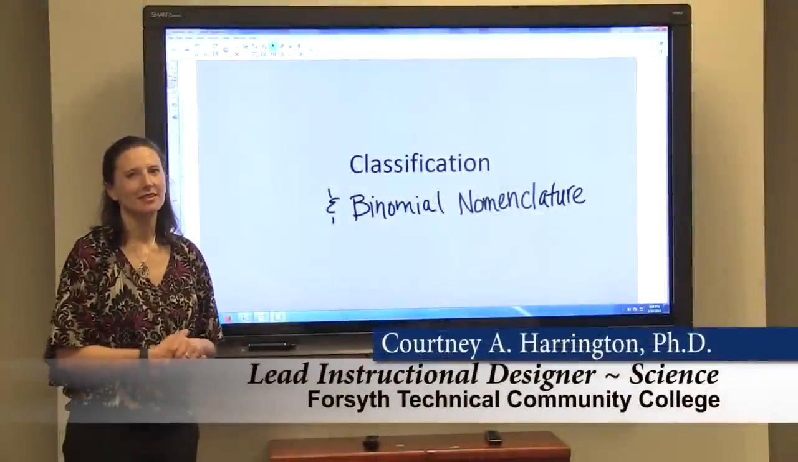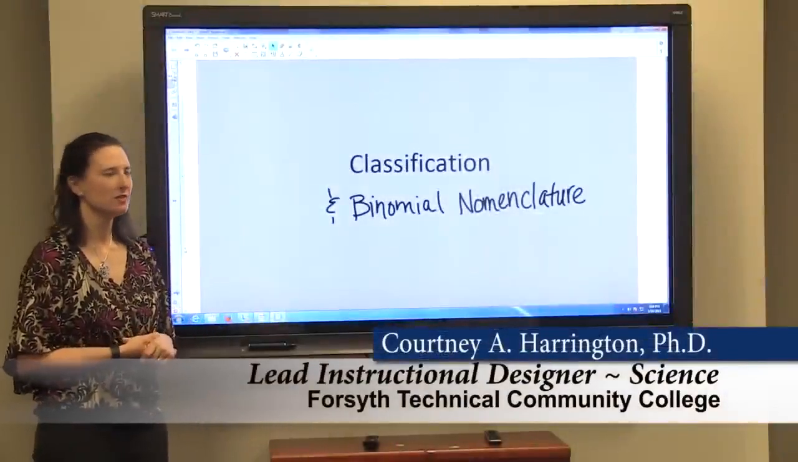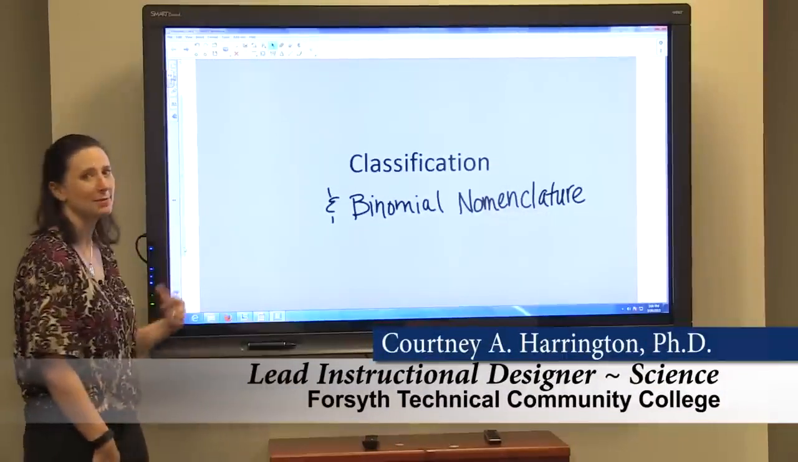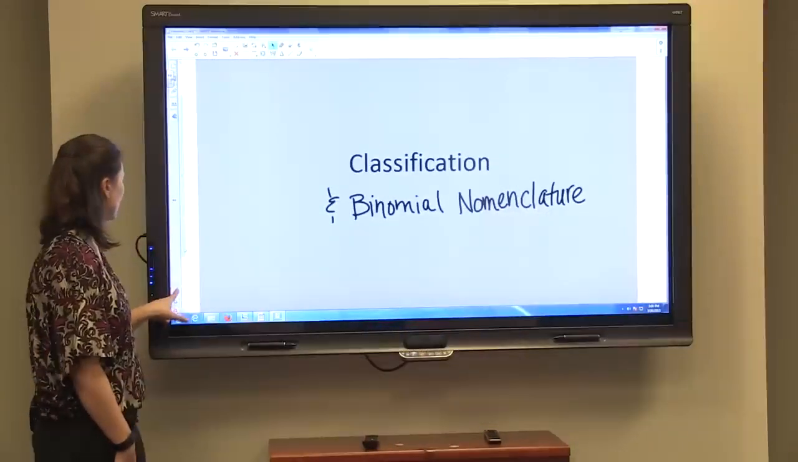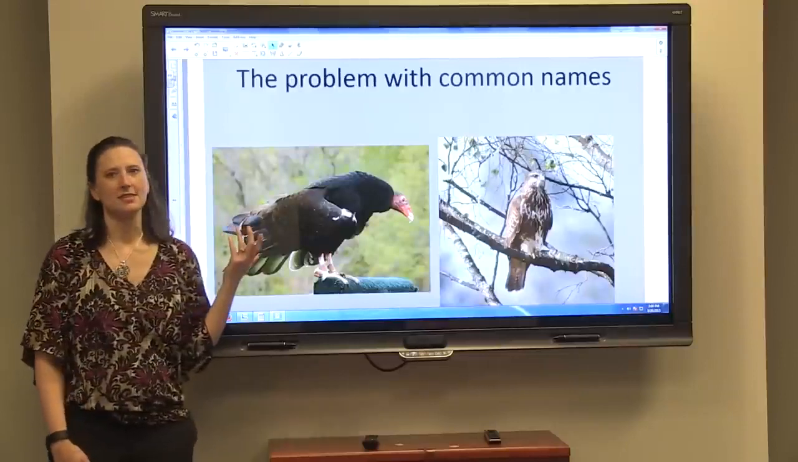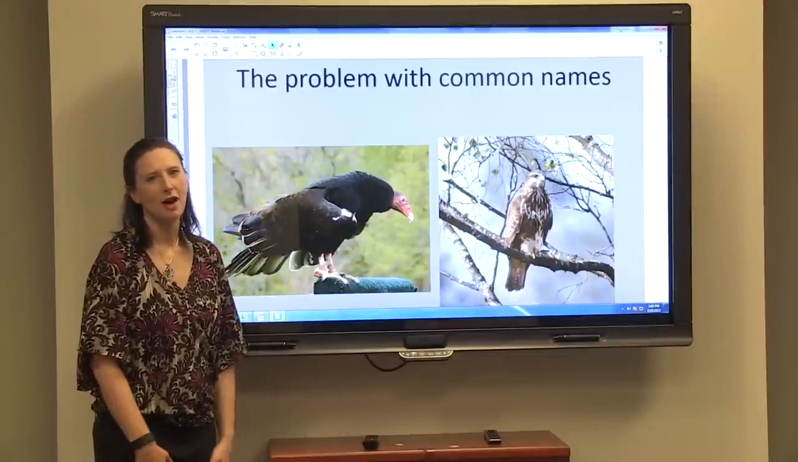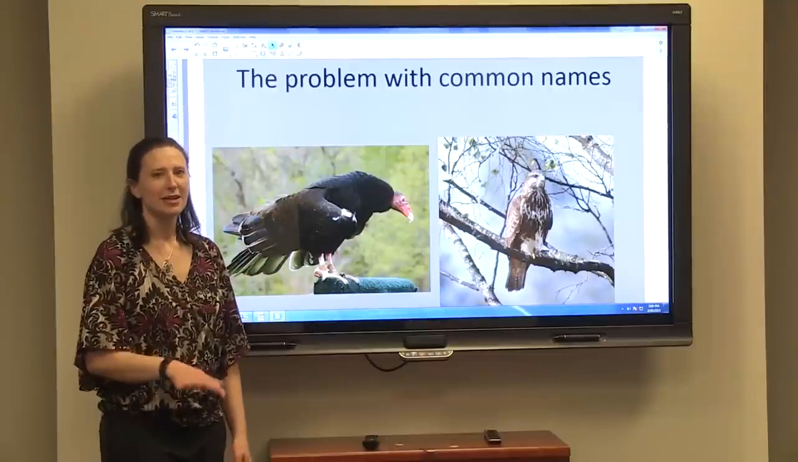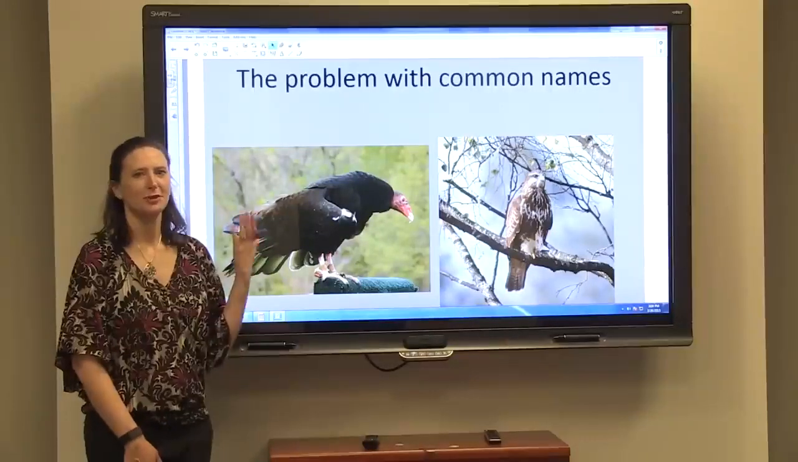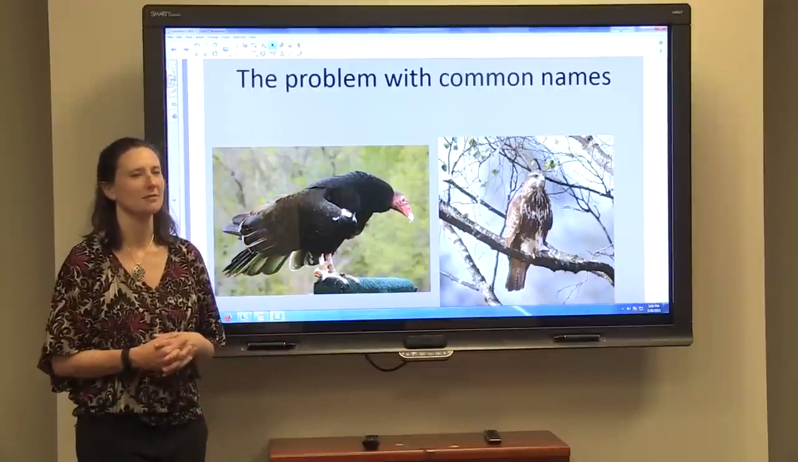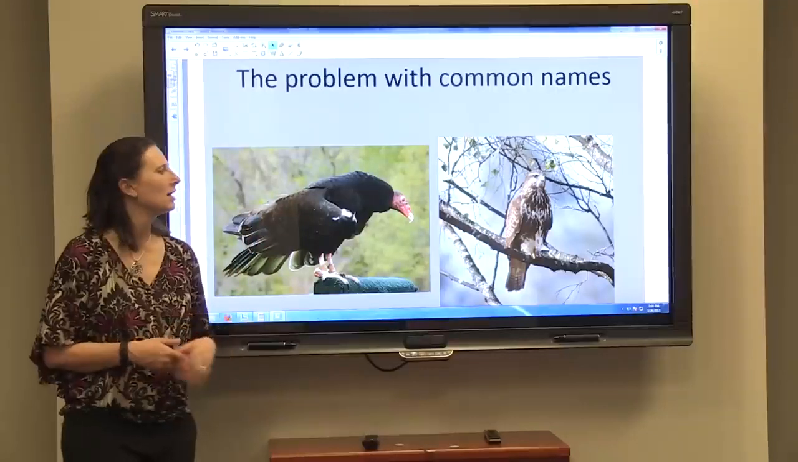So today we're going to talk a little bit about classification of organisms and binomial nomenclature, which is a system of naming organisms. The reason we have to have a system for naming organisms is that there's a problem with just using common names. And I'm going to give you an example from my life that will show why we need to use other systems of naming rather than just common names.